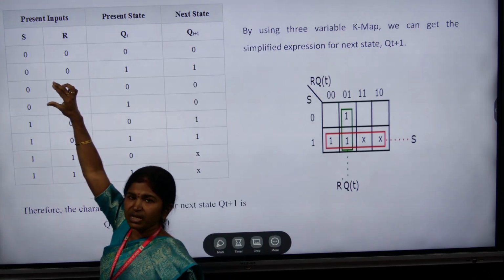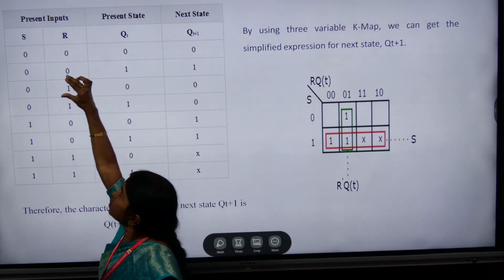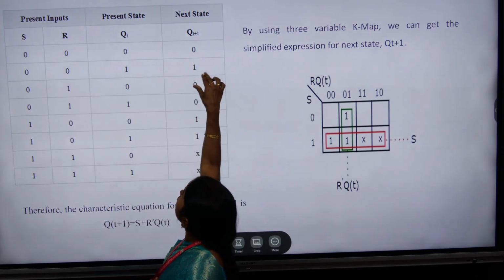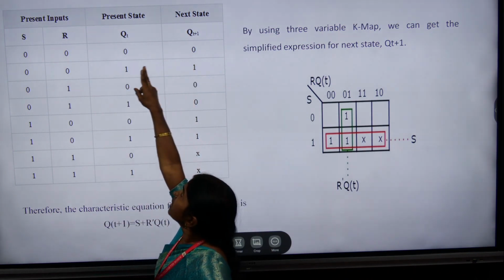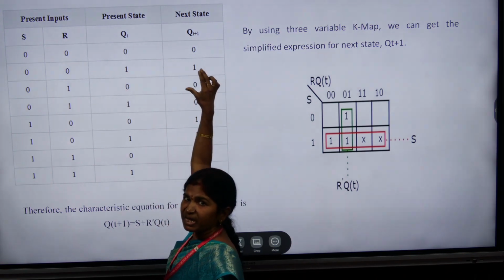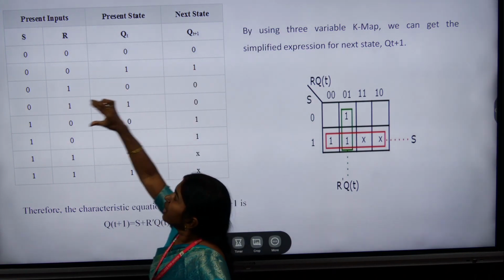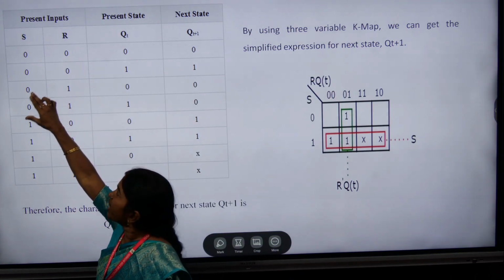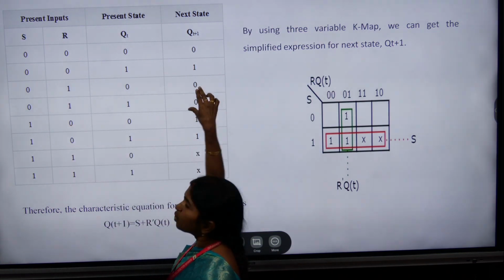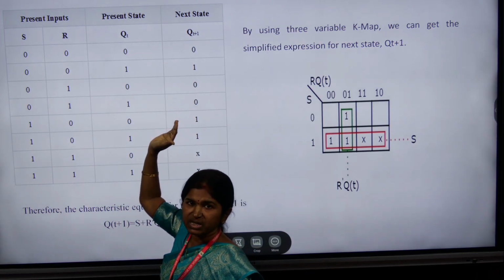So first one, I am taking the first combination as S value is 0 and R value is 0. I am getting the Q of T plus 1, that is next state value, as present state value only. That is, present state value is replicated in the next state. Next, when I am taking the value of S as 0 and R as 1, I am getting the value as 0 in the next state, that is flip-flop is reset.